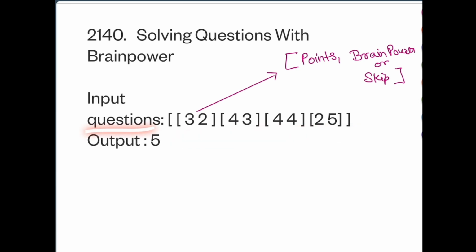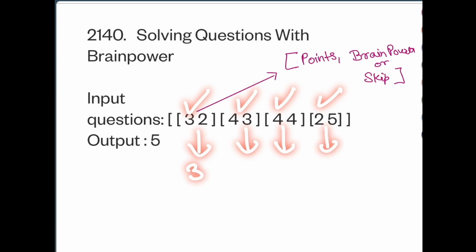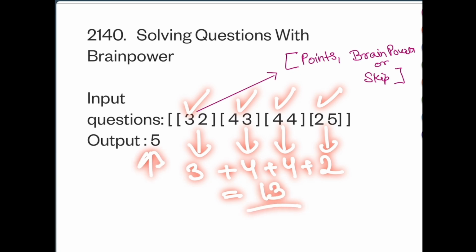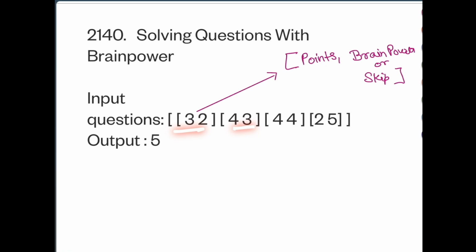In this question, we have an input questions, and this is a 2D array, two-dimensional array in which each element is an array. We are given some set of questions, and each question is having two data. First one is points, and second one is brain power, or you can call it as skip. What we need to do is we need to solve these questions, and we need to find out how much maximum points we can collect after solving these questions. For example, if you are able to solve all these questions, then the maximum point you can create is 3 from here, 4 from this one, 4 from this one, and 2 from this one. If you sum it up, it will be equal to 13. But the output is 5 because there are certain rules which are associated with solving each of these questions, right?